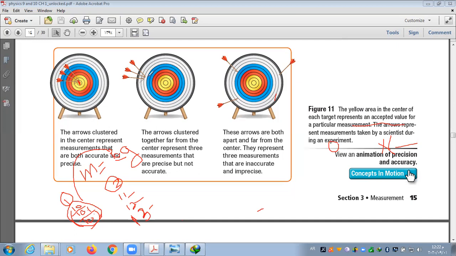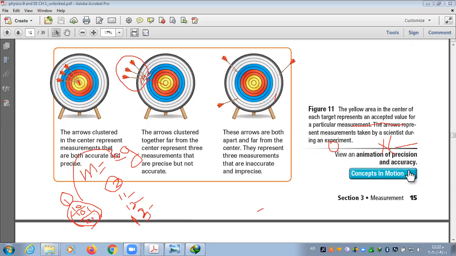Okay, what about these three? The second one is about measurements that are precise but not accurate. They are precise because they are near to each other. Excellent. Not accurate because they are away from the target.